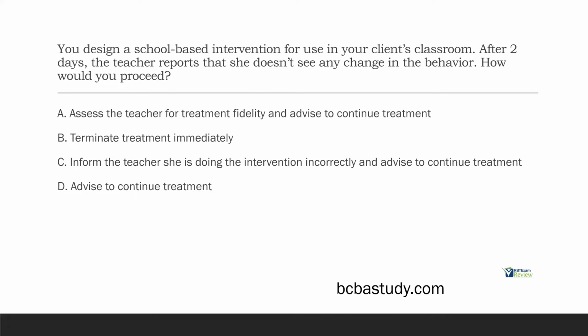B, terminate treatment immediately. Well, 1, you're not even sure if she's doing it right. 2, you only have 2 data points. So unless something horrible is happening due to the intervention, you don't have enough data to really make a decision. C, inform the teacher she is doing the intervention incorrectly and advise to continue treatment. Well, how do you know she's doing the intervention incorrectly? There's no indication you've done an assessment. It's only been going on 2 days, and she's reporting this to you. It's not like you observed this. So C is not as good as A.